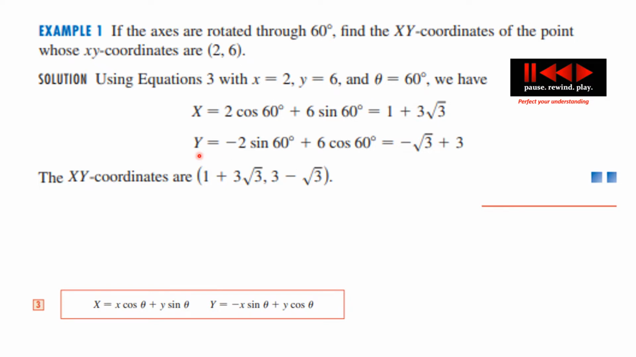And the capital Y coordinate is going to be, I'm substituting here into this equation, and this will be minus 2 times the square root of 3 over 2. And this is going to be, the cosine of 60 again is a half, so this is 3 minus the square root of 3. So the XY coordinates are 1 plus 3 root 3, comma, 3 minus 3 root 3. Again, I'm usually going to be looking for the exact answers.